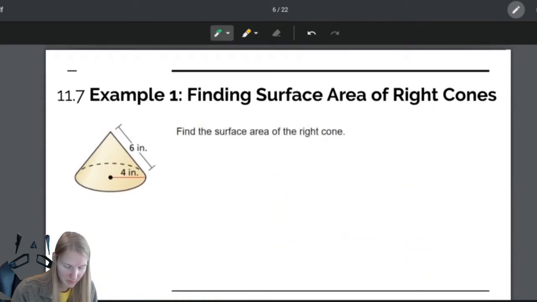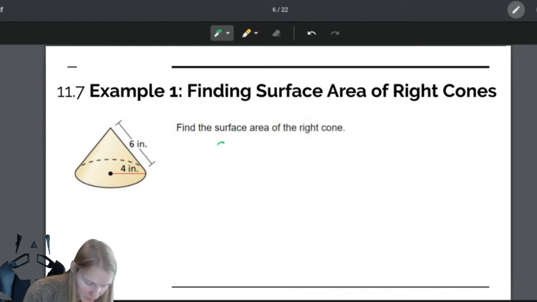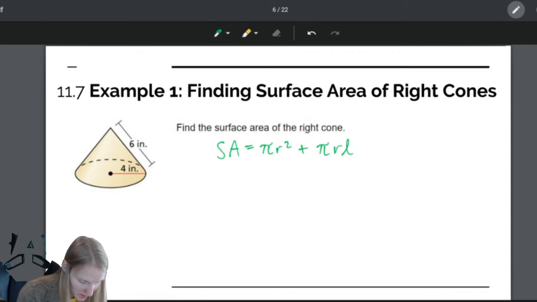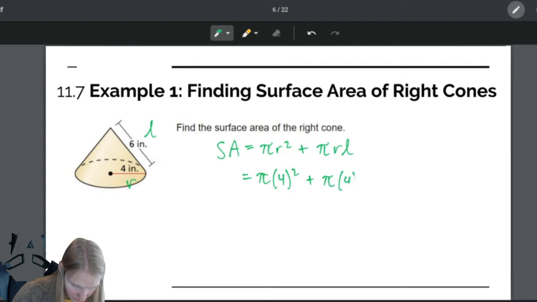All right, let's do an example of this. Surface area of right cones. Remember, surface area is equal to pi r squared plus pi RL. And now, we just plug in our numbers. So here is the radius. Here is the slant height. So now, pi times 4 squared plus pi times 4 times 6.